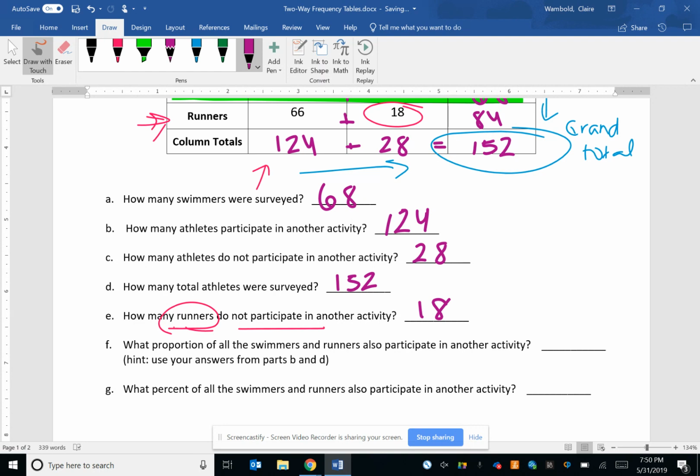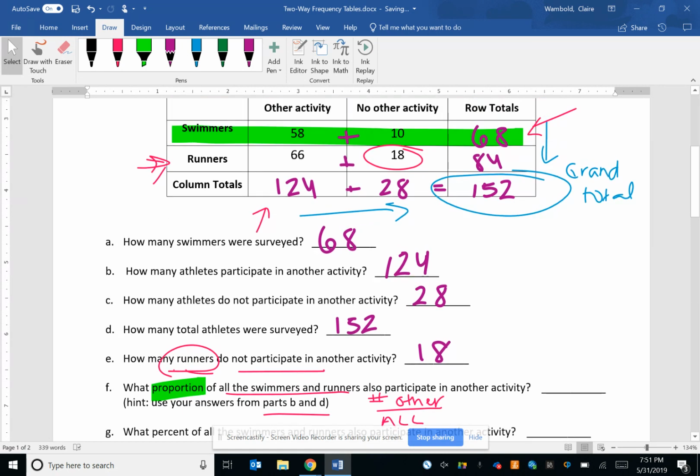Now question F says, what proportion of all the swimmers and runners also participate in another activity? A proportion, if you'll remember from middle school, is a fraction. It says, hint, use your answers from parts B and D. So since we want all the swimmers and runners, that's what we're going to divide by, and the number who participate in another activity goes on top.